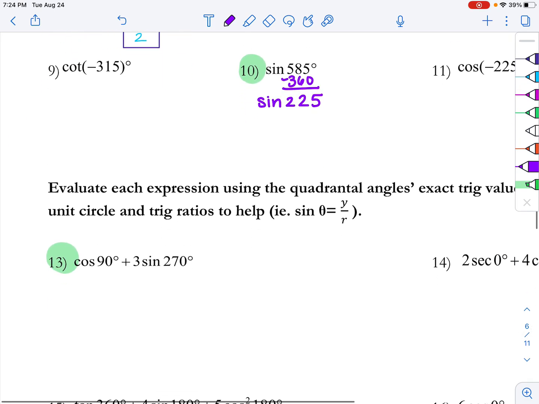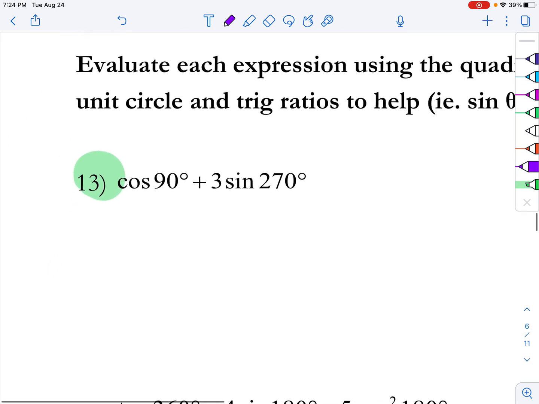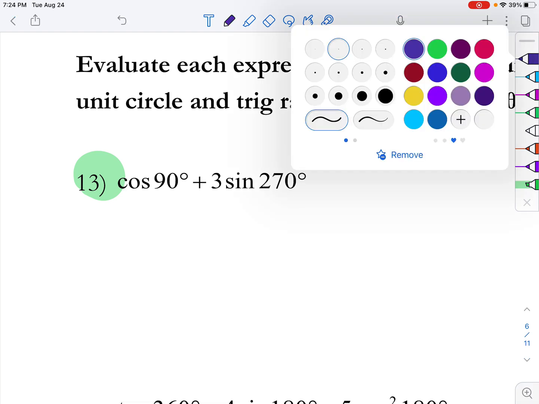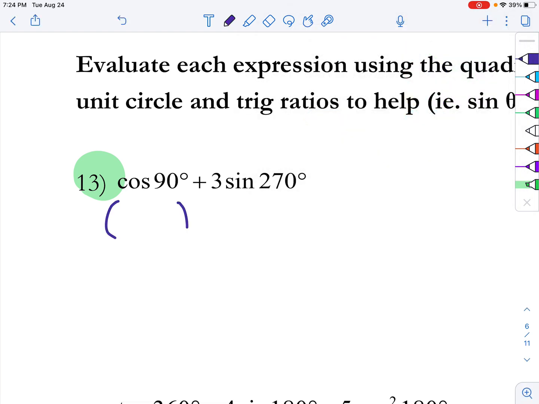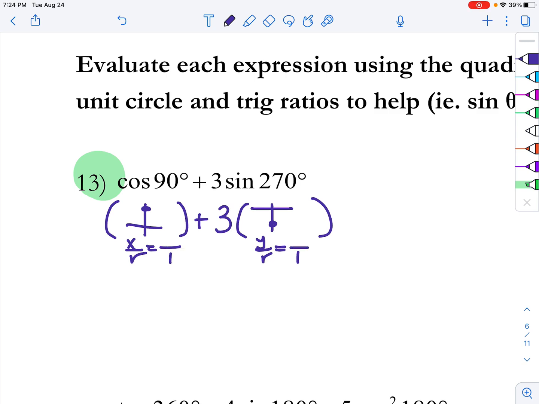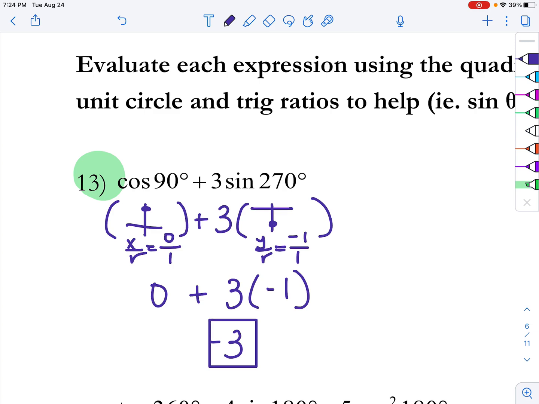And then again, number 13, just like one of the examples we did in our notes. With these questions, you want to use parentheses as placeholders. And as you're memorizing, feel free to draw a diagram and use your ratios, right? Sine and cosine. And with our quadrantal angles, r is always 1, so you can use the corresponding points. So in this case, 0 plus 3 times -1. So your answer is -3.